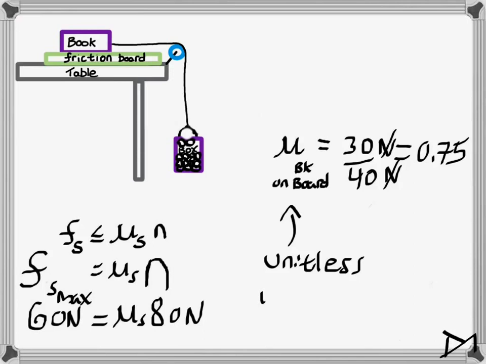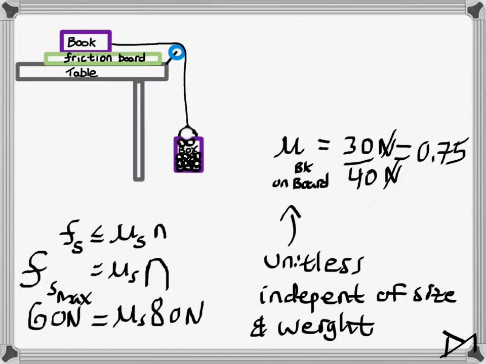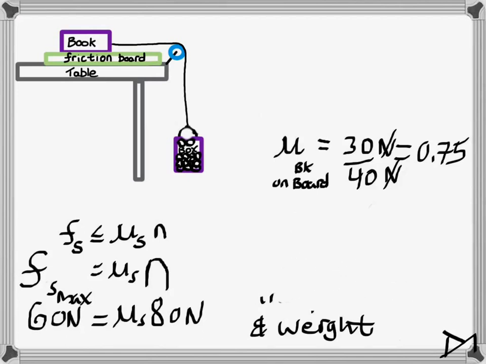The coefficient of friction is set to be 0.75. It is independent of the surface area and the weight, independent of size and weight. It's simply a relationship between two materials. And it's unitless because those newtons cancel out.